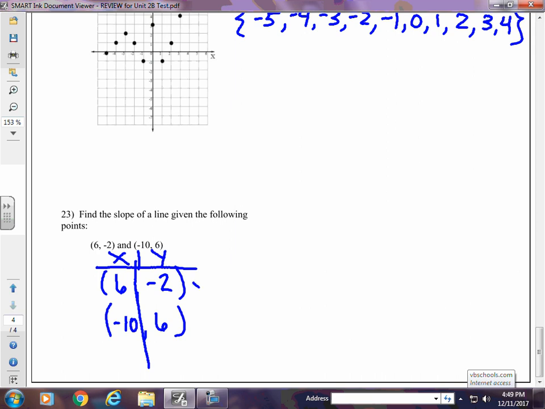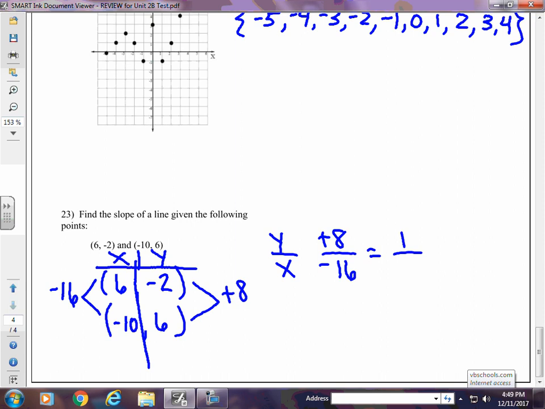How do you get from -2 to +6? You add 8. How do you get from 6 to -10? You subtract 16. Remember that it's always y over x. So that would be +8 over -16. You always want to reduce your fractions, so that makes 1 over -2. And that is your m value.